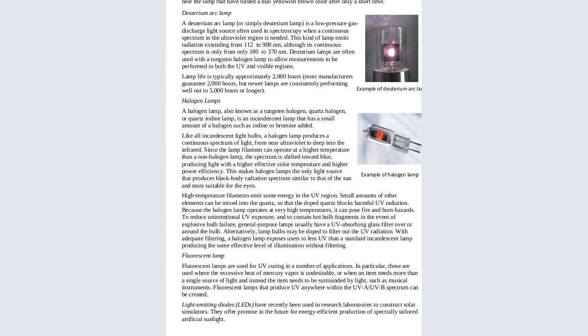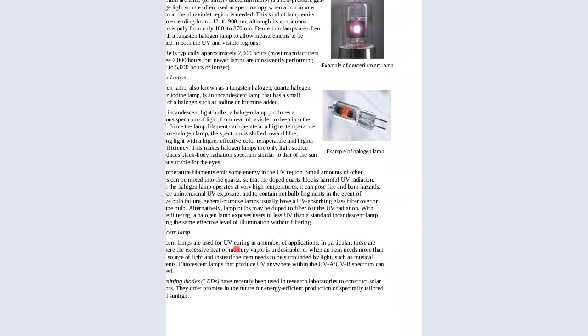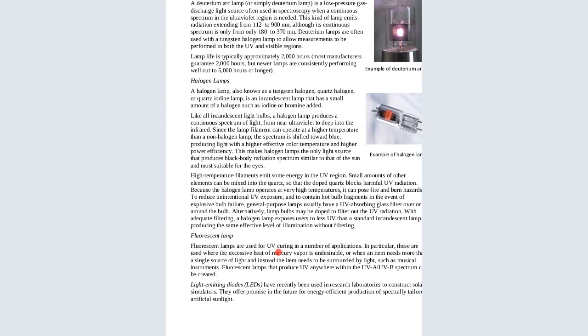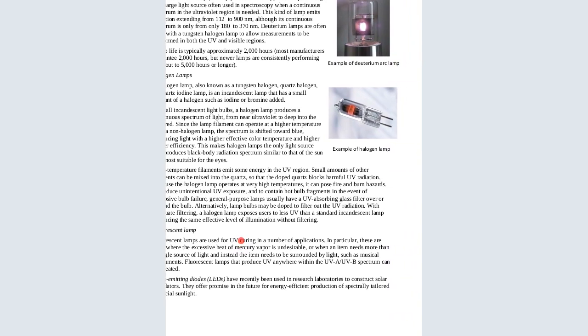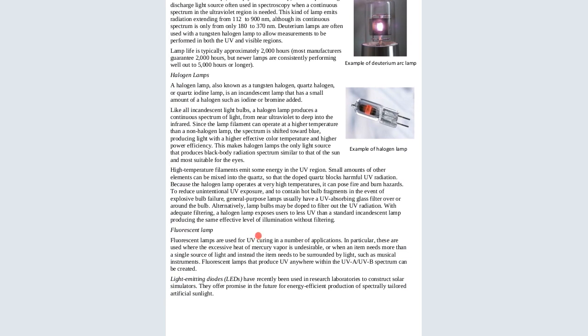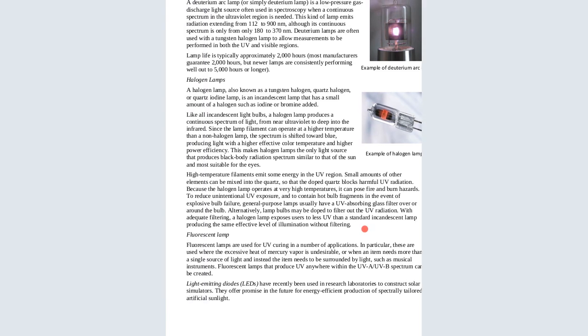This makes the halogen lamps the only light source that produces a black body radiation spectrum similar to that of the sun and more suitable for the eyes. They are very advantageous because they protect our eyes from what is called glare. High temperature filaments emit some energy in the ultraviolet region, so some amounts of other elements can be mixed with the quartz so that the doped quartz blocks harmful ultraviolet radiation. Because the halogen lamp operates at very high temperatures, it can pose fire and burn hazards.